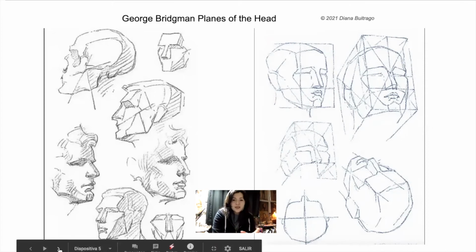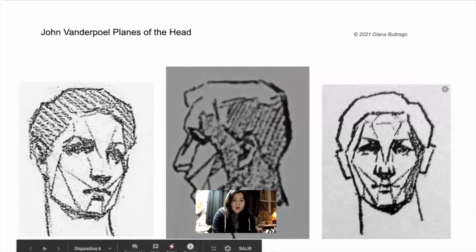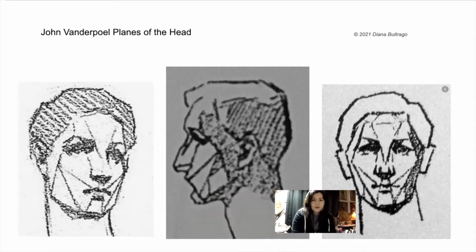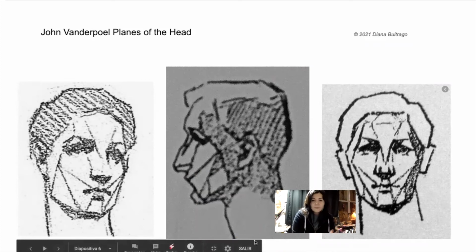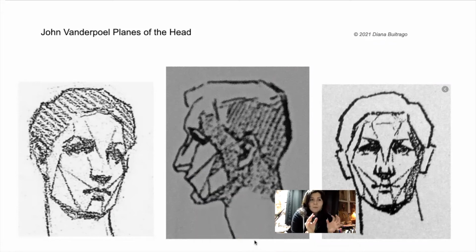Now, if you take a look at this diagram, and I'm going to show you right now the diagrams of John Vanderpoel, it is very, very similar. The division is basically the same. So many schools have the same approach. Maybe the division is a bit different, but it's basically based on the same idea of the anatomical landmark points and the skull. So the difference is not very significant.